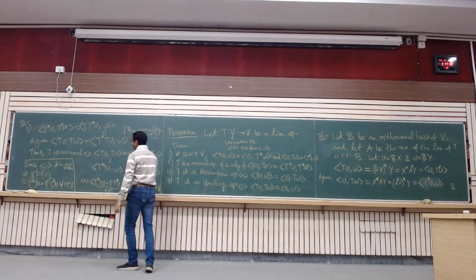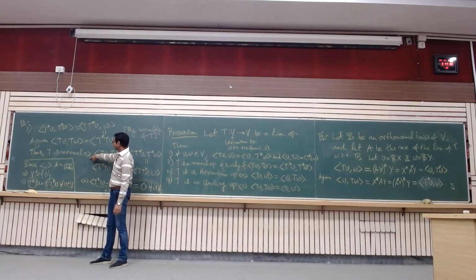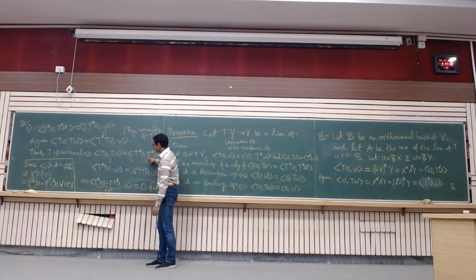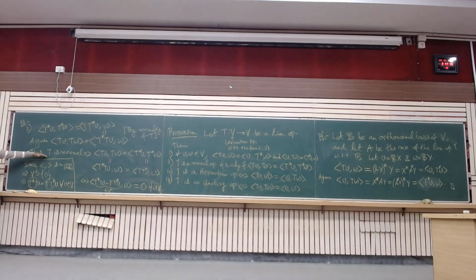So, in other words, that reverses this implication. That is, if these two are satisfied, this is satisfied, that means T star T is equal to T T star for all V, and that means T is normal. Okay. That was the definition of a normal operator.